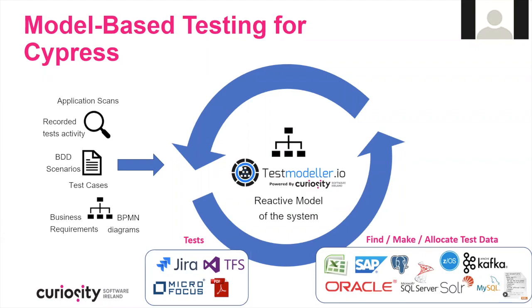But you can also say, go and make the data I need as well. So as a fallback routine, if you don't find any data, go and make it in all of these wonderful data sources that we have to come up against when we're testing our applications.